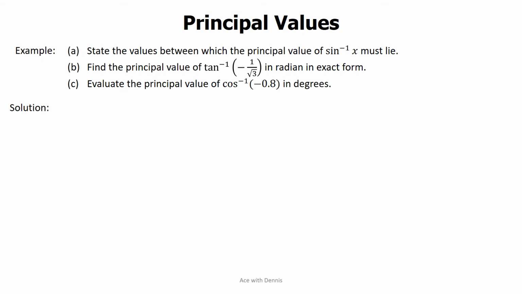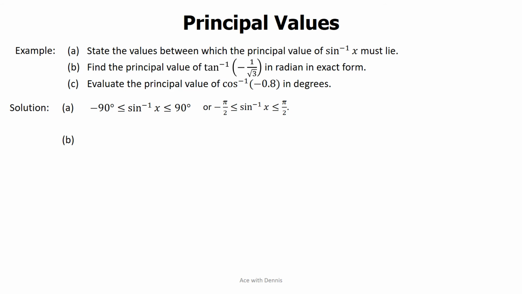Here's the solution. For A, it is very straightforward. We want to find the range of the principal value of inverse sine x. It is from -90 degrees to 90 degrees, or in radian mode, -pi/2 to pi/2.